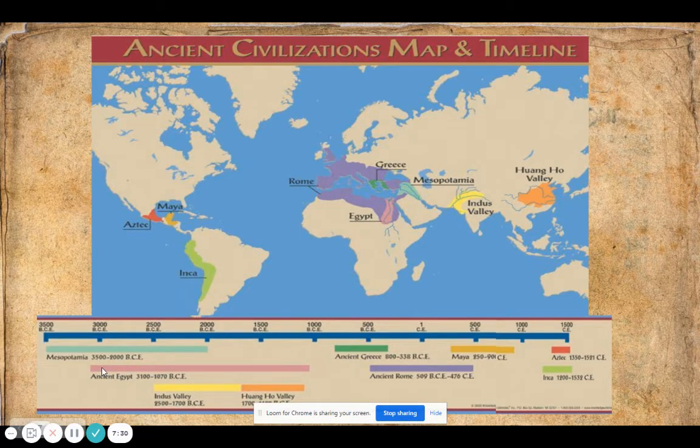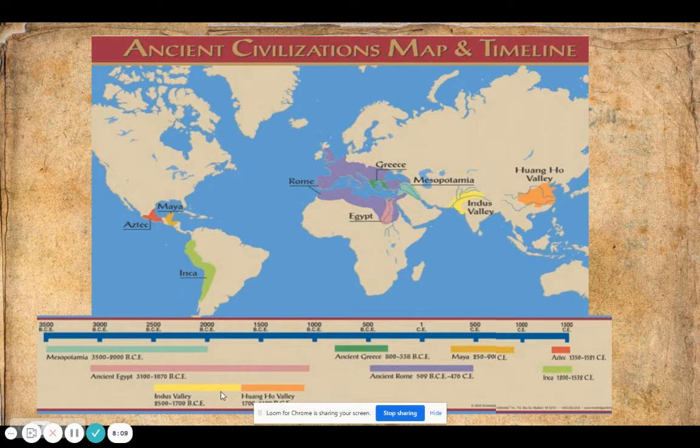Then the next river valley civilization was ancient Egypt. Ancient Egyptians were around from 3100 BCE to about 1070 BCE. And of course, we still are 2,000 years later than CE, so we've got to add that time to see how long ago it was. You'll notice that Mesopotamia and Egypt overlap. It means although Mesopotamia was first and independent and on its own for a very long time, at the same time, during the rise of Mesopotamia, ancient Egypt formed as well. So they did overlap, you can see.